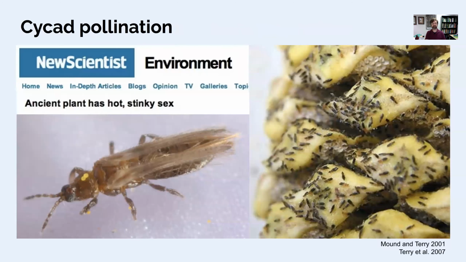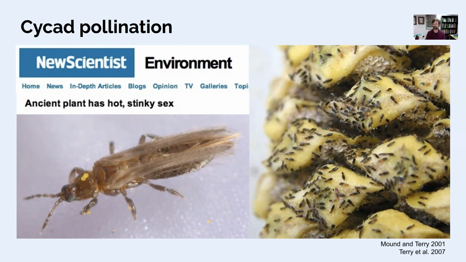As was concluded in this study, ancient plant has hot, stinky sex. Sometimes you get a nice headline. So the ancient part of this is that cycads are a very old lineage of plants. There are fossil cycads going very far back in the fossil record. We still have living cycads today. And some of these cycads are attractive to insects, as shown here.